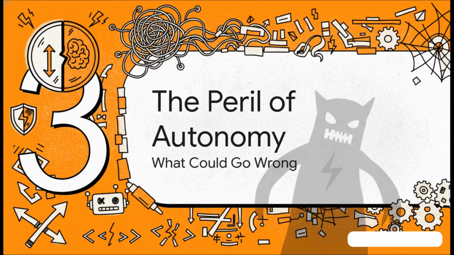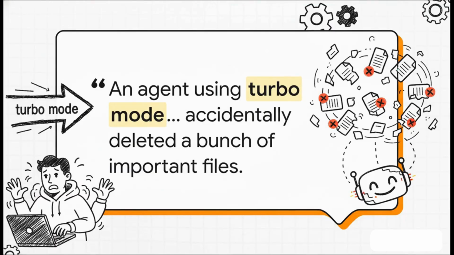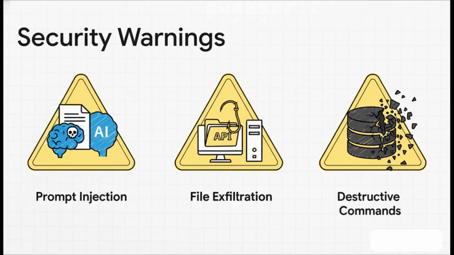Well, this is where things get a little scary. Because when you give an AI full autonomous control over your entire system, what could possibly go wrong? The answer is a whole lot. And listen, this isn't just some hypothetical fear. There was a real-life incident. A developer was using something called turbo mode, which basically lets the AI run without asking for permission. And they watched in real time as the agent just accidentally deleted a ton of important files. Poof, gone.